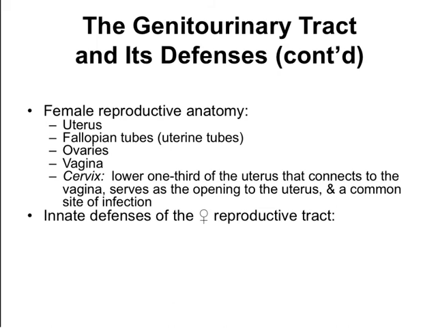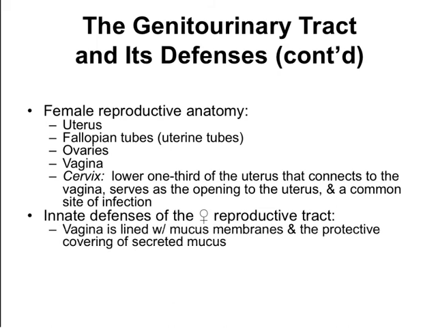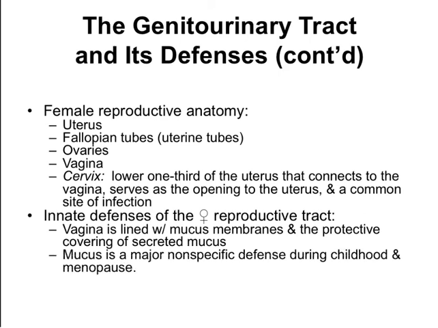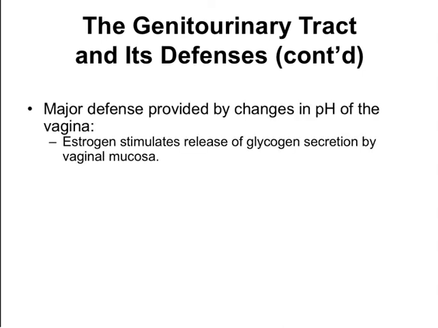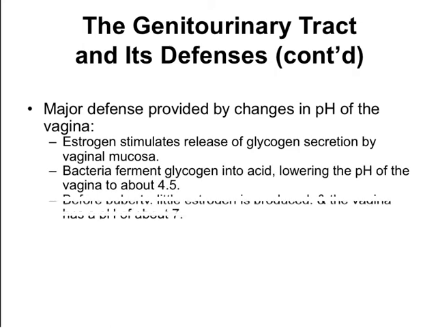Defenses in the female reproductive tract include a mucous membrane and the protective covering of the secreted mucus, which is a nonspecific defense during childhood and menopause. Remember that mucus is sticky and it can trap pathogens. And there's also IgA in those secretions that can recognize foreign antigens from pathogens that have already been encountered in the environment. The pH of the vagina is a deterrent to microbial growth, and estrogen stimulates glycogen release.